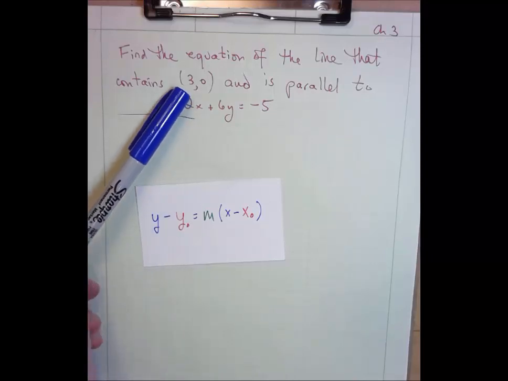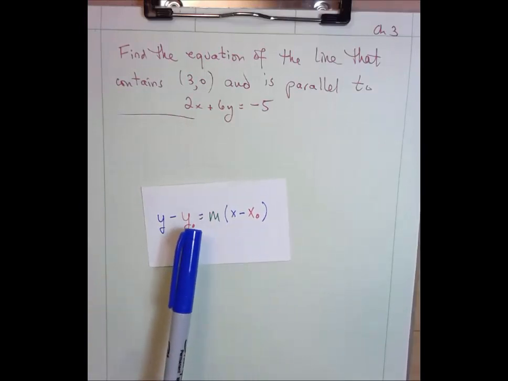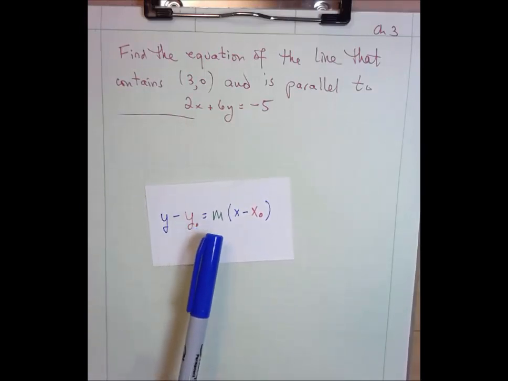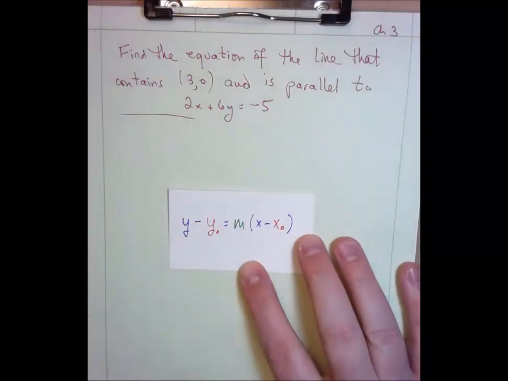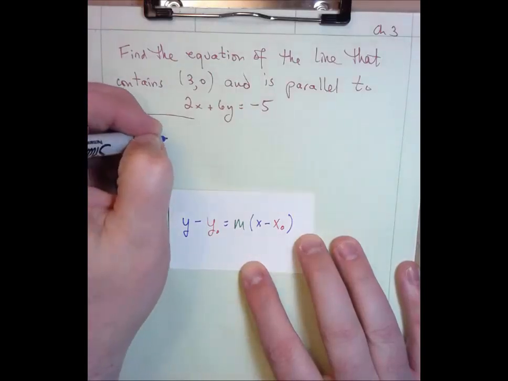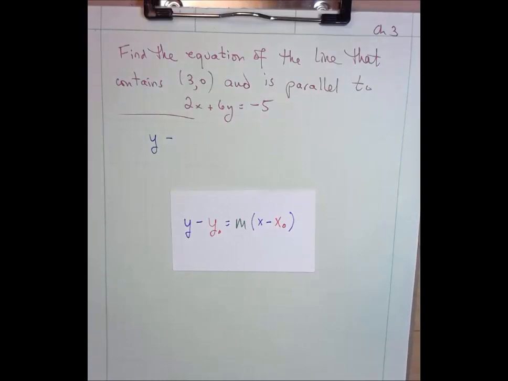Our line contains the point (3, 0), and so we're going to put the x equals 3 right there and the y equals 0 right there. And m is the slope of your line. Now, for the line we're trying to construct, we do not know the slope. However, yet. We don't know the slope yet. That's the whole point of this. I'm going to go ahead and start assembling what I know about this line that we're building according to this point-slope formula.